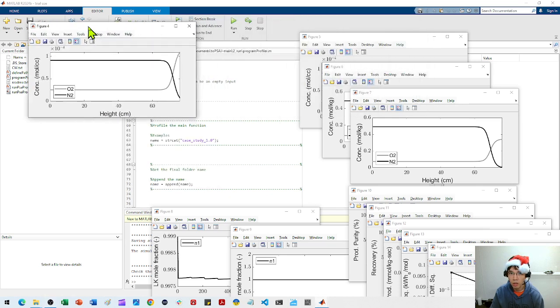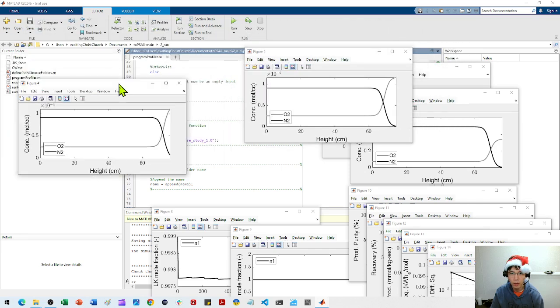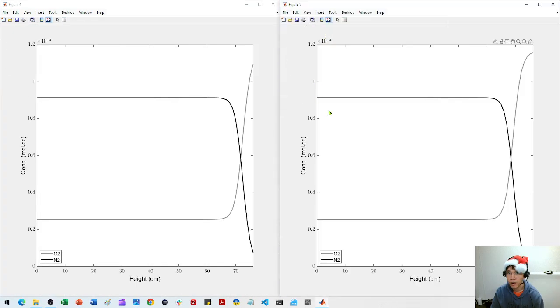Then we can start to compare these figures for the gas phase concentration, figure 4 and figure 5. You can compare them side by side, with adsorption column number 1 on the left-hand side and column 2 on the right. This is a snapshot in time, right at the end of the high pressure feed, where you see that the nitrogen concentration, this darker line, starts to increase to a certain extent.